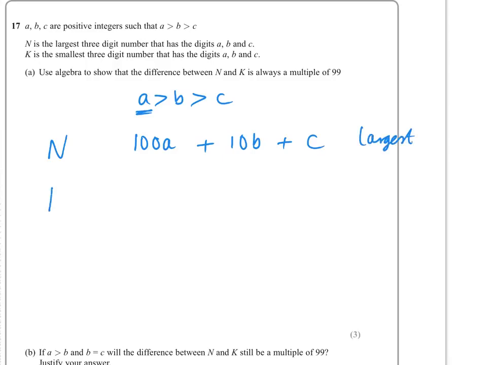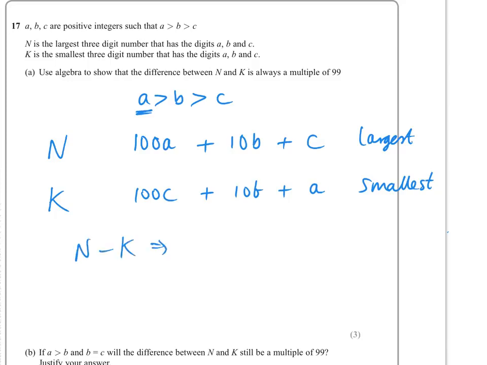And then the smallest is K, and then I'd have to reverse these, wouldn't I? The least number of hundreds, so 100C, B would still be in the middle, and A would have to be last, and that would be the smallest. And it says use algebra to show that the difference between N and K. So the difference between N and K will be just N minus K.